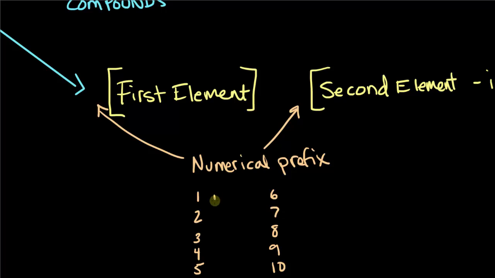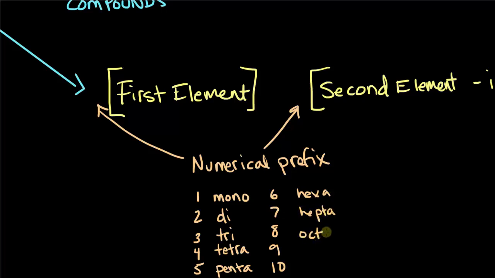So for 1, the numerical prefix is mono. For 2, it's di. For 3, it's tri. For 4, it's tetra, like tetrahedron. For 5, it's penta, like pentagon. For 6, it's hexa, like hexagon. 7, hepta. 8, octa. 9, nona. 10, deca. So these are the numbers you'll be using.